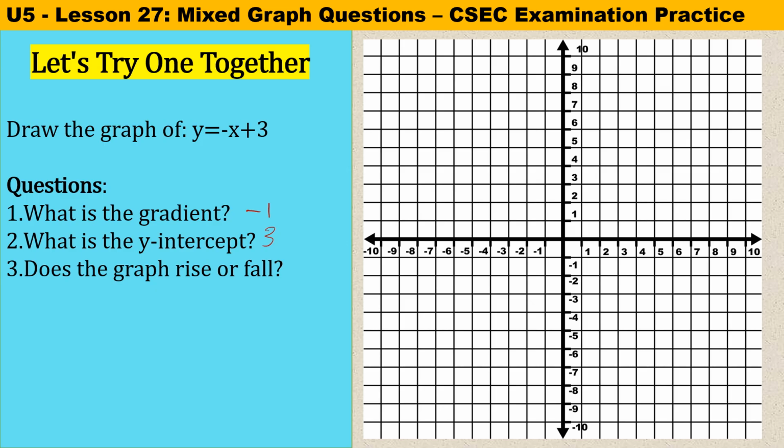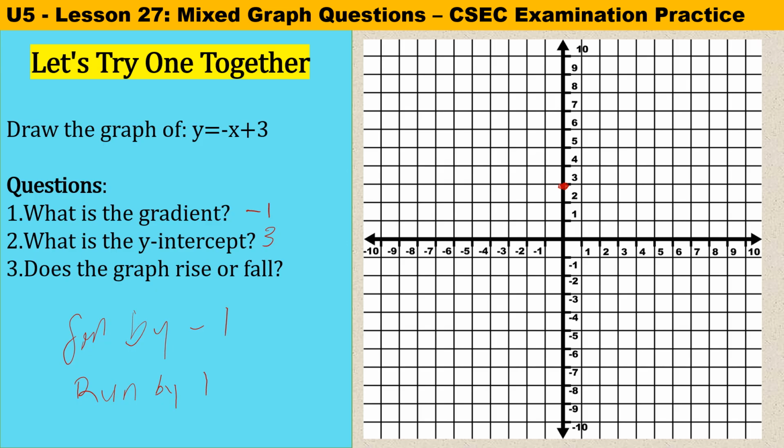So let's go. We are going to use our gradient of negative 1. So we are falling by 1, and we run by 1. Our y-intercept is 3, so we are at 0, 3. Here we are.